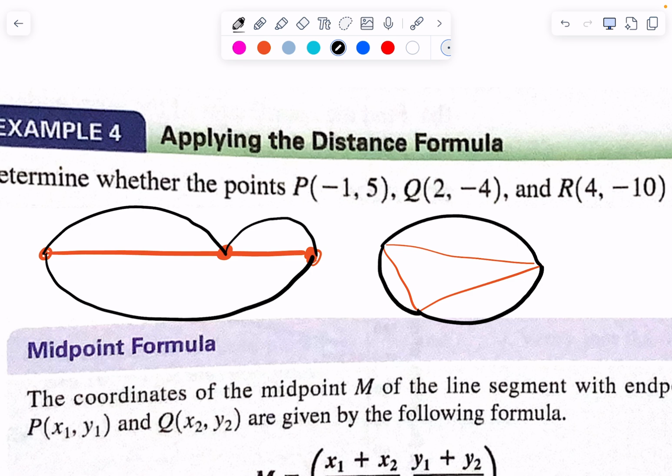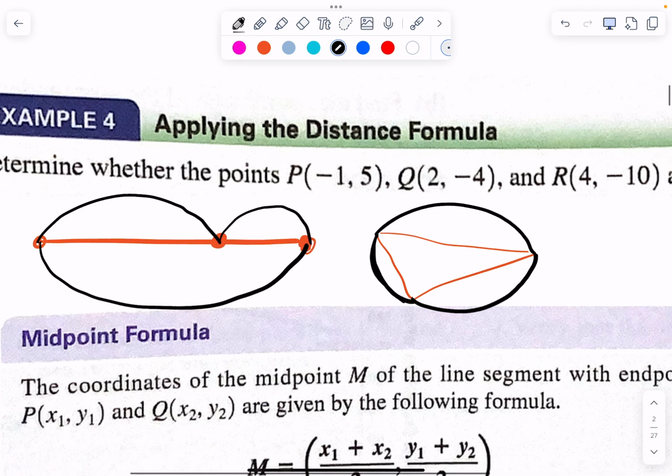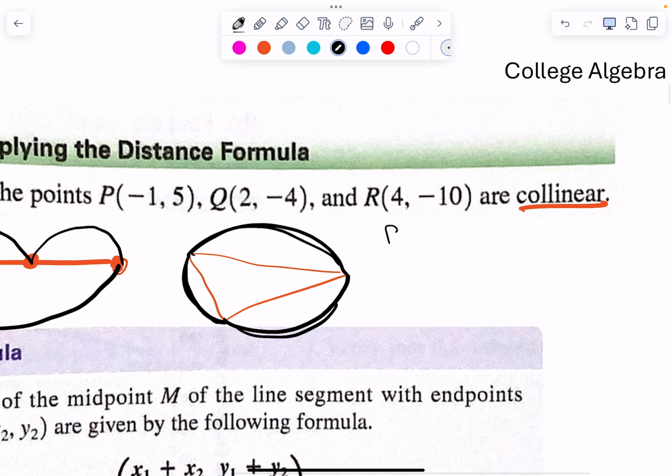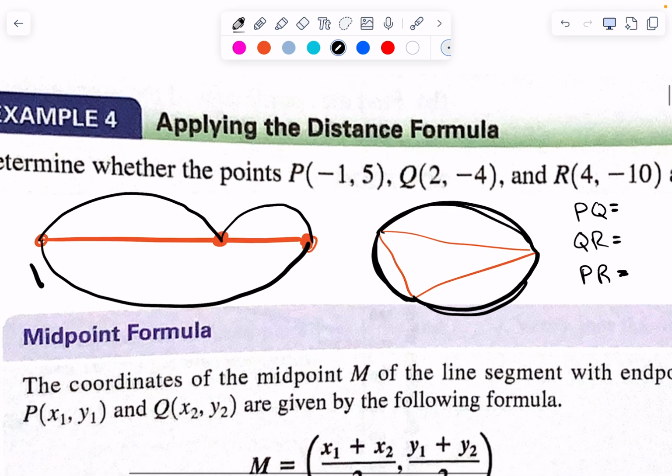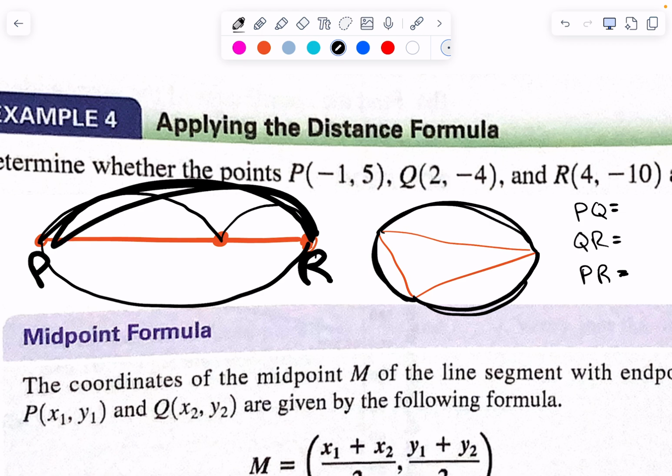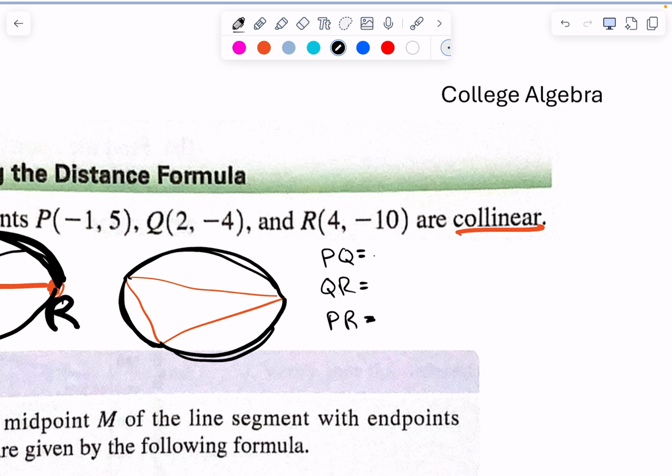Okay, does that make sense? So if they make a straight line, the 2 smaller distances added together will make the third distance. Got it? If they make a triangle, it won't add up to be the same. All right, so we've got to do our 3 distances again. Let's do PQ, QR, and PR. And I don't necessarily know which route they go. Like, I don't necessarily know that P and R go here, right? But the longest distance has to be the 2 endpoints. Got it?